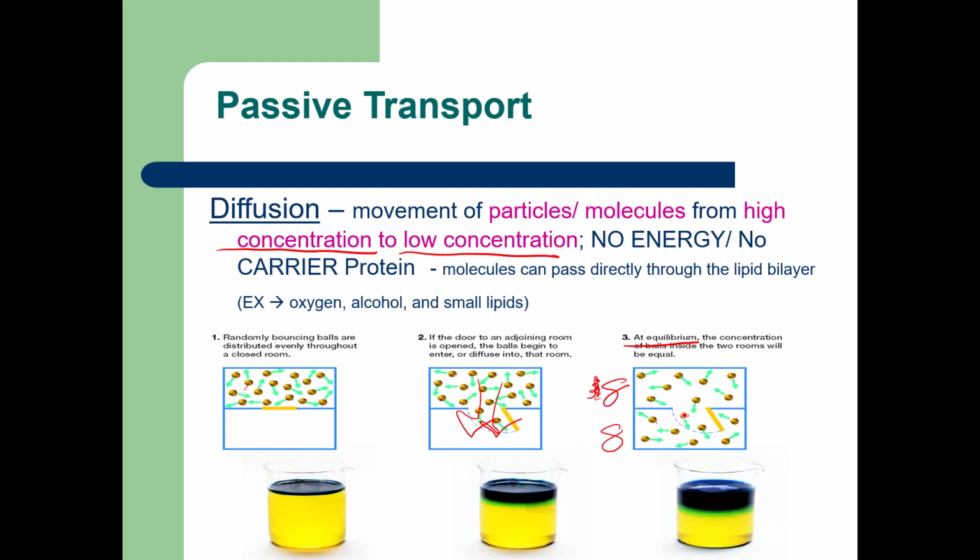Now what will happen is one ball might come over here, like this one might come over, and this one might go back. This is called a static equilibrium, where they keep moving back and forth, back and forth, back and forth, but they keep that equilibrium.